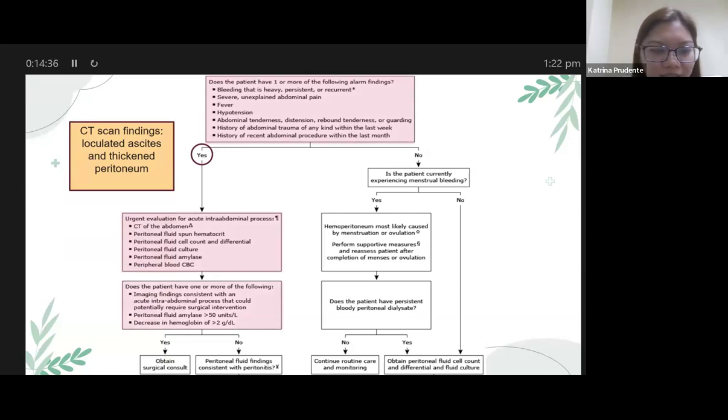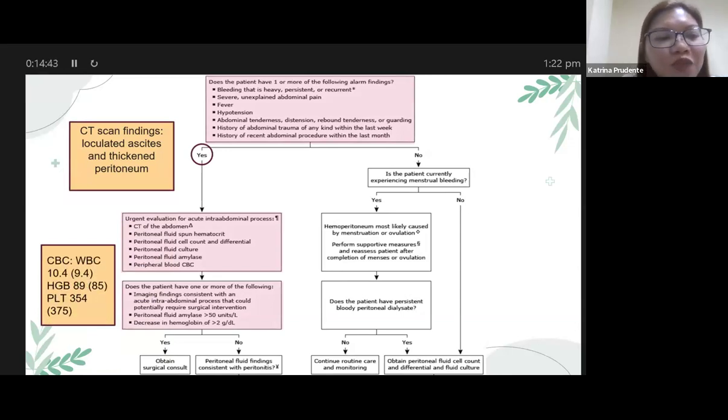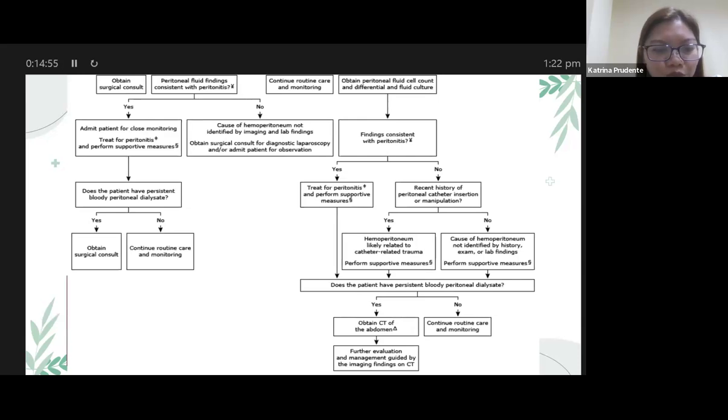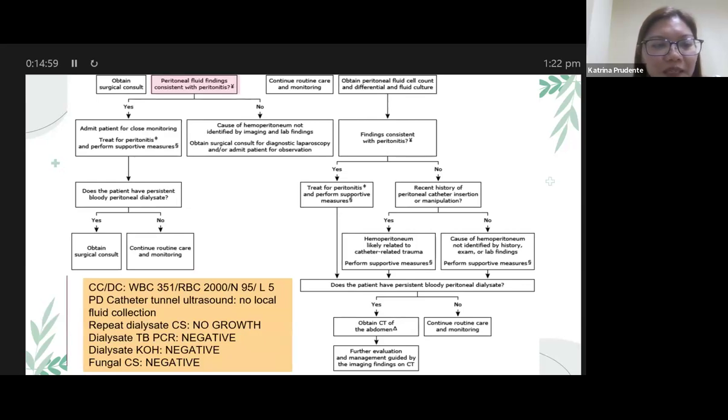For the next step, we checked the peripheral CBC. It did not show any significant anemia, only hemoglobin of 89 from 85. WBC was slightly elevated at 10.4, platelet at 374. For the cell count and differential of the dialysate, we also showed elevated WBC at 351 with a much more elevated RBC at 2000, with neutrophilic predominance of 95 and lymphocytes of 5.